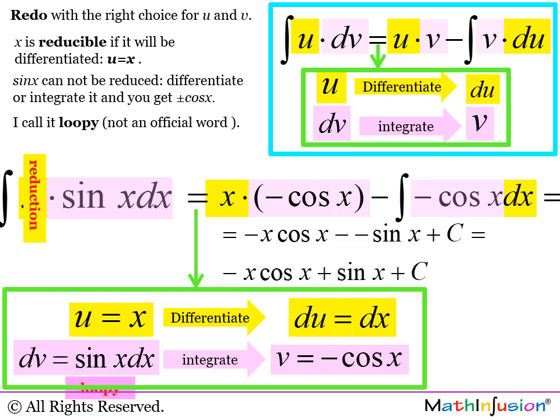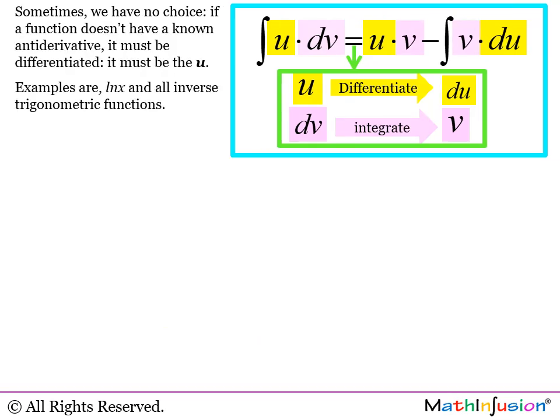So in this case, we have reduction and loopy. So if you have reduction and loopy, you want to use this technique to get some reduction. And this reduction will occur if you differentiate this one. So this guy has to be the u. Sometimes we have no choice. If a function does not have an antiderivative, it must be differentiated. So in this case, it has to be the u.